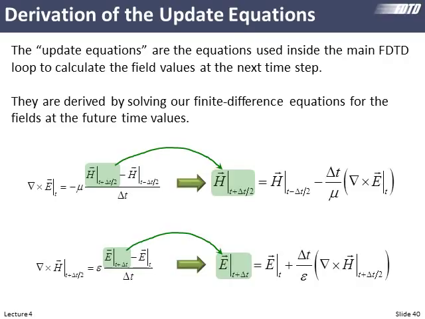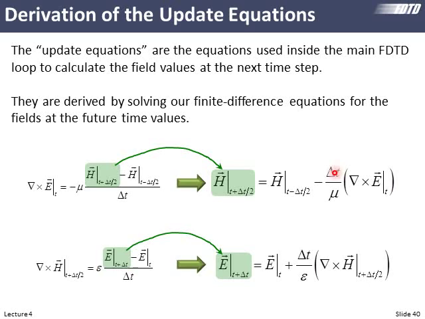The next step we want to do, now that we have our finite difference equations, is derive what we'll call our update equation. We'll start off with the finite difference equation we had on the last slide. We will look at the magnetic field at the future time value and solve this equation for it. So we have the H field at the future time value equals the H field at the previous time step minus some kind of correction factor, which comes from the curl of E, and we have some constants collected here, delta T over the permeability. Delta T is the time step that we're marching our algorithm forward by.